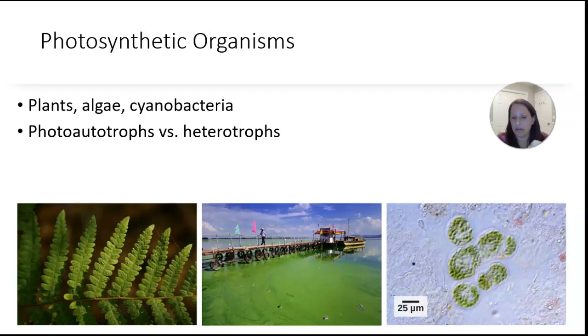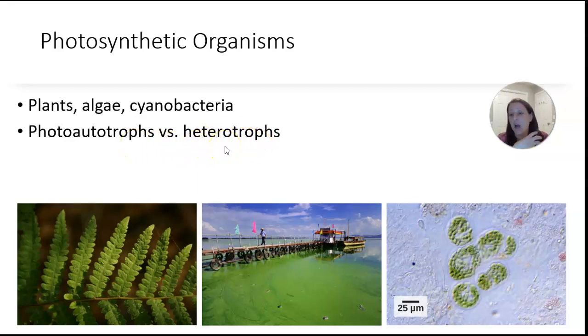Photoautotrophs are organisms that make their own food by capturing sunlight. On the flip side, heterotrophs are organisms that are not capable of making their own food. And so they have to obtain food as an energy source and also as a carbon source from organisms that do make their own food.